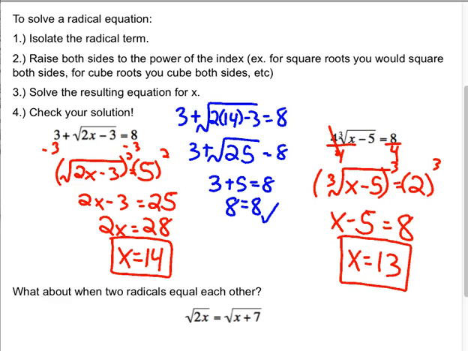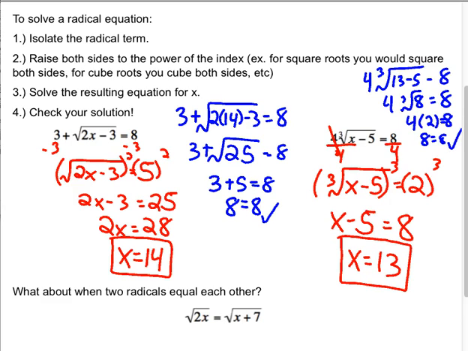Then, of course, like I already mentioned, it's a good idea to go back and check that that actually worked. So the cube root of 13 minus 5, well, that's going to be the cube root of 8. The cube root of 8 is 2. So you get 2 equals 2, and that does actually check out. Now that I've checked my work, I am convinced that 13 is the right answer. Again, always a good idea to do that.